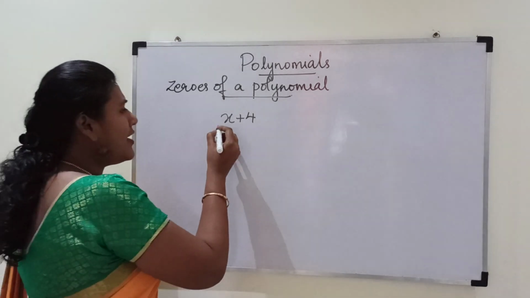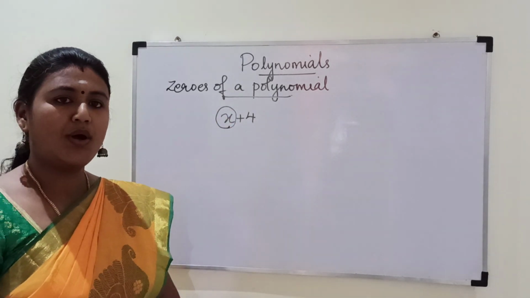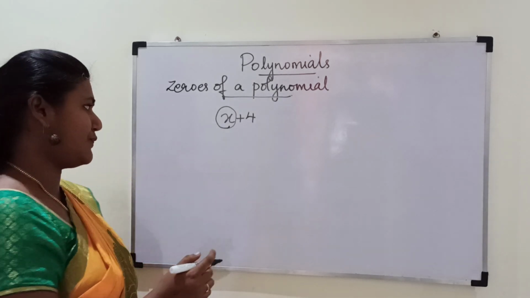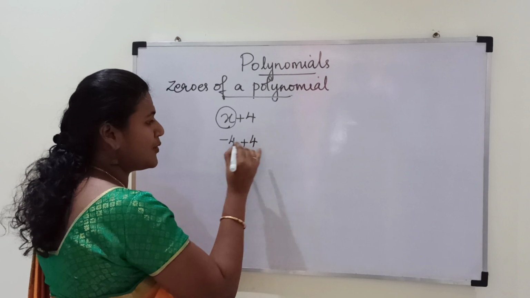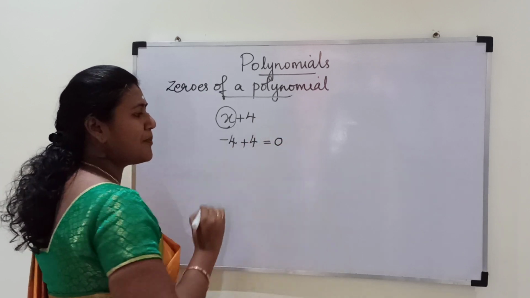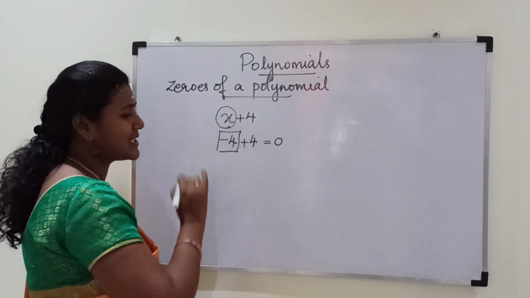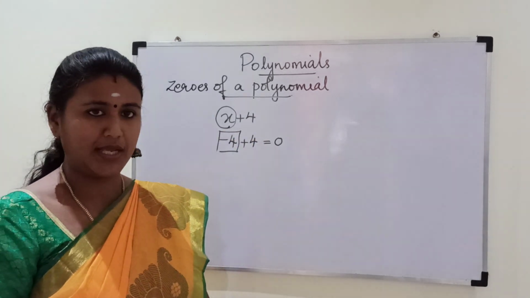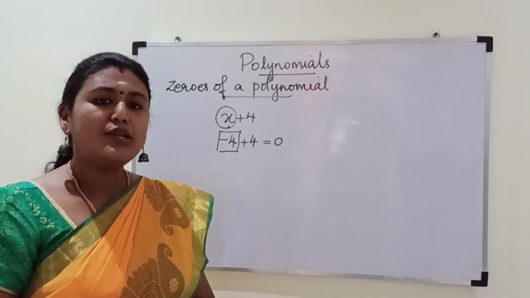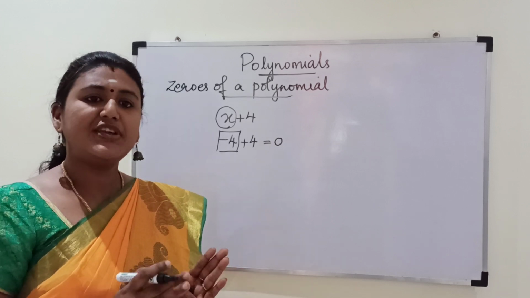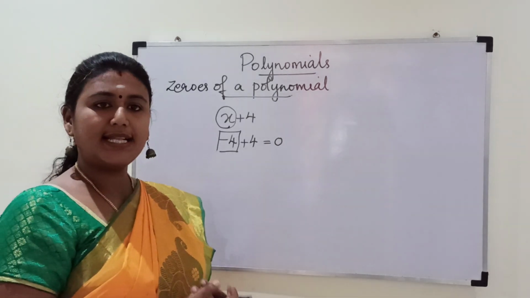Here, what value of x will make this polynomial 0? x is equal to minus 4. Yes. So if you substitute minus 4 here in this polynomial, you are getting the polynomial value as 0. Then this value of x is called the 0 of the polynomial. So zeros of a polynomial are the values of x which make the polynomial 0. Let us consider another example.